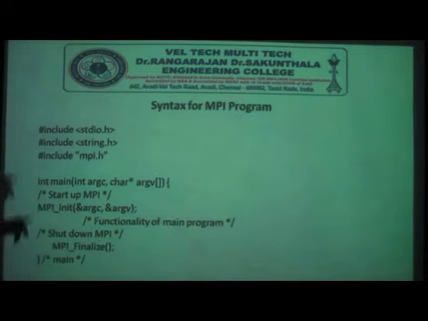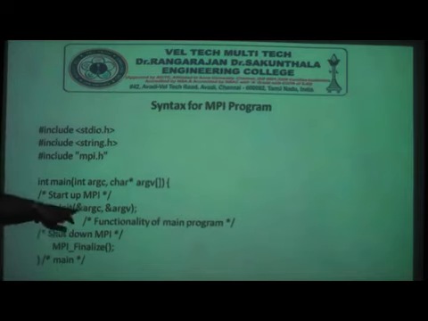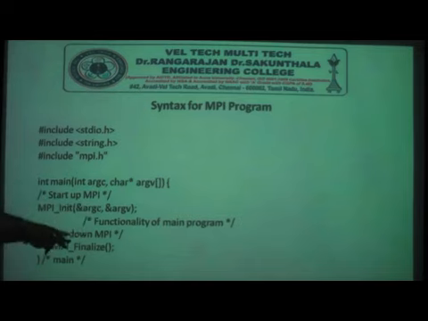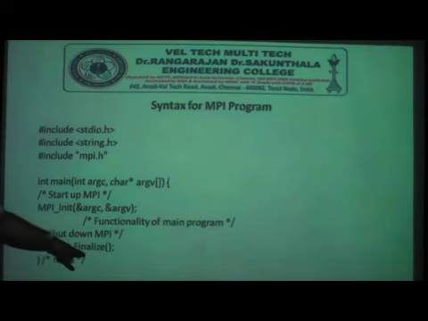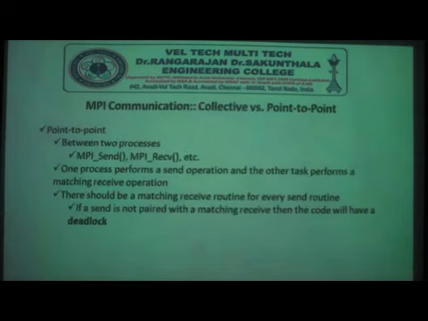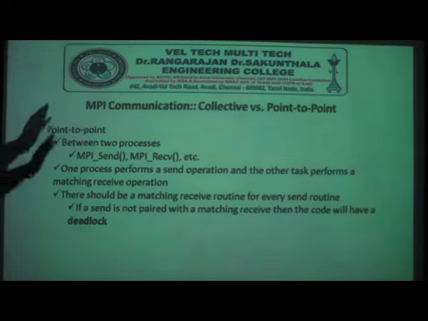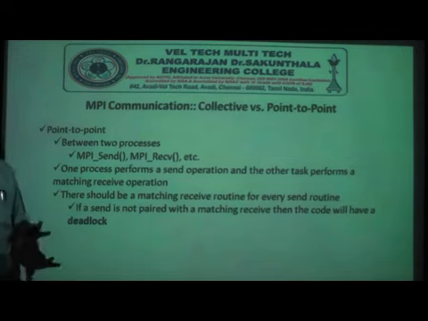Already I said if you want to start the MPI program, we start with MPI_Init, passing two arguments, argc and argv. Then the rest of the functionality of the main function follows. Then if you want to close the MPI functionality, we can close with MPI_Finalize. Up to this, that is some basic idea about an MPI program.